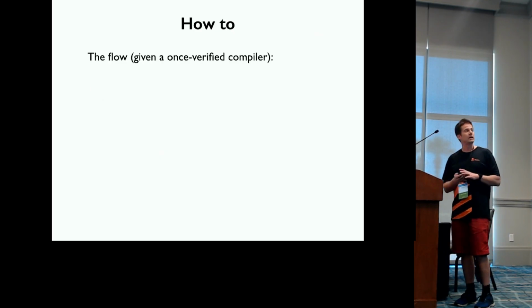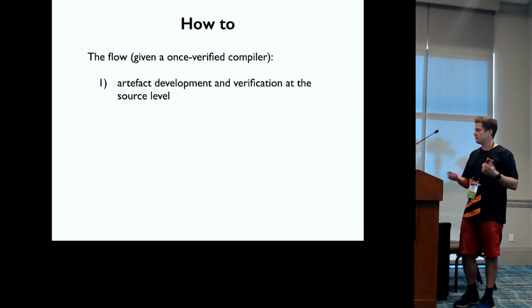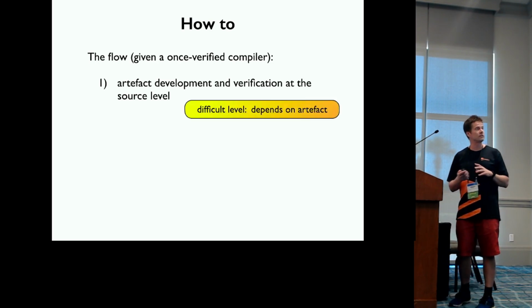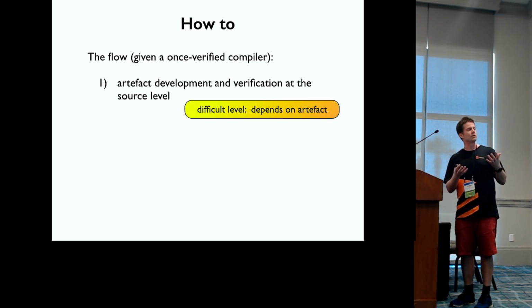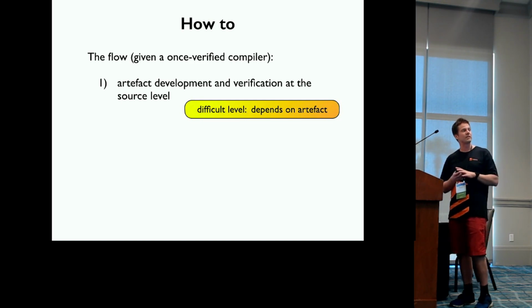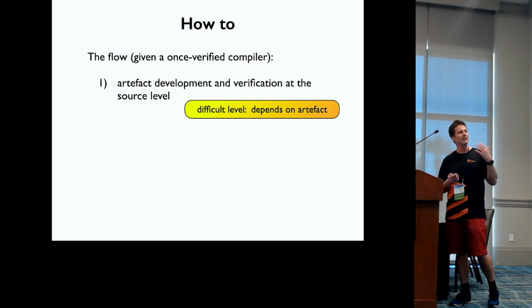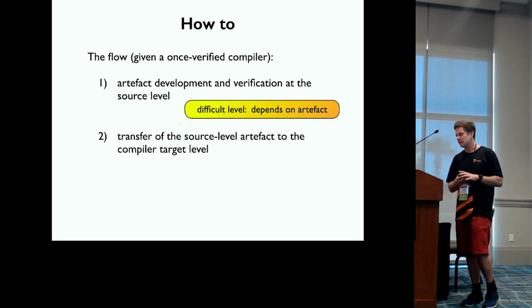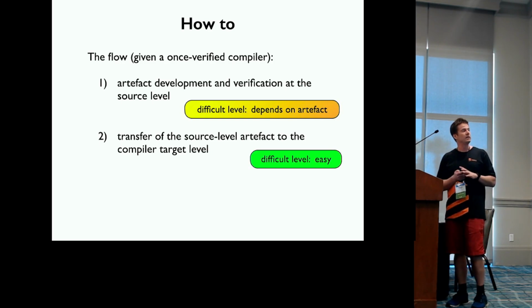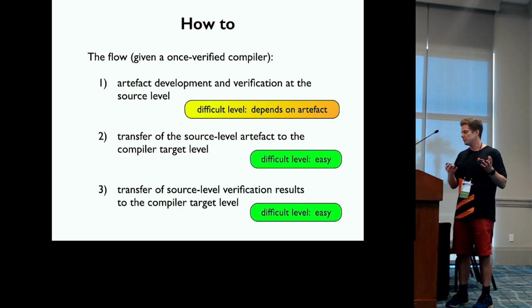And then you follow a flow. This flow assumes you have a once-verified compiler already at hand. So you develop your artifact and verification at the source level, and the difficulty of this depends, of course, on which source language you're using, what complexity your artifact is, and what properties you want to prove about it. So that's where you pay the interactive price. Then transferring the software source-level artifact down to the compiler target level is super easy. You just run a compiler, and similarly, it should be easy to transfer the verification results down because you use the compiler correctness.